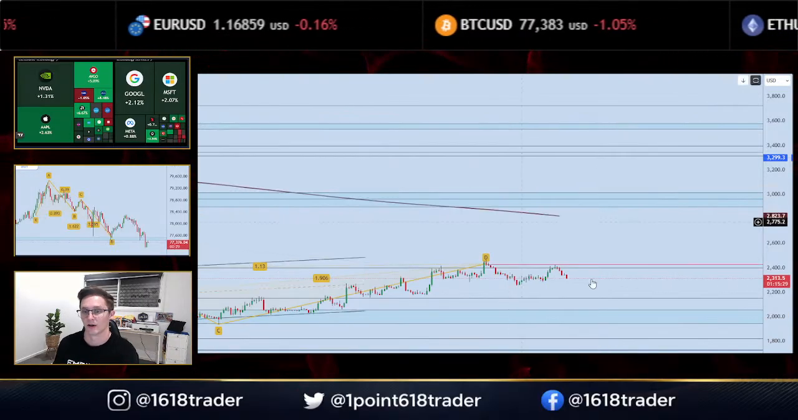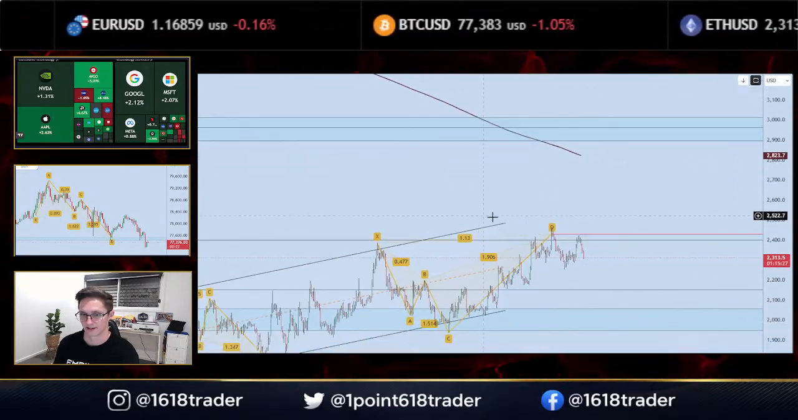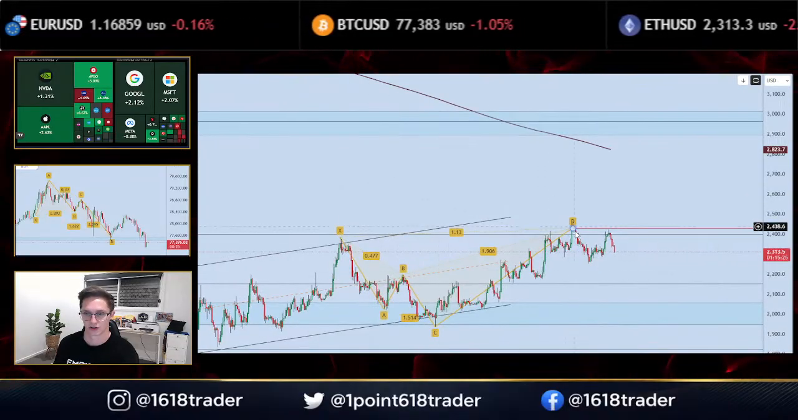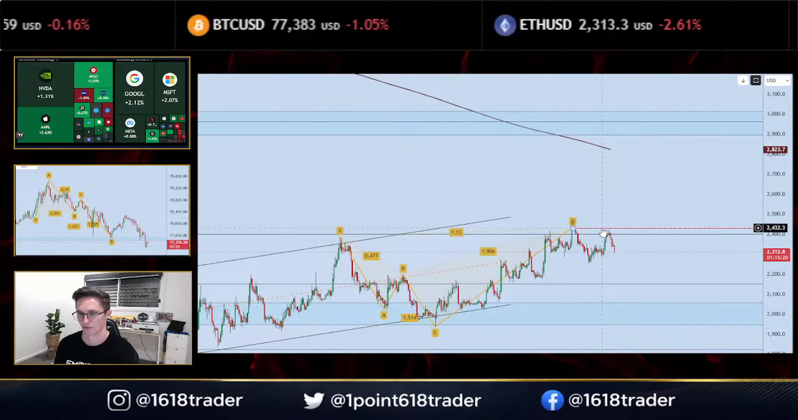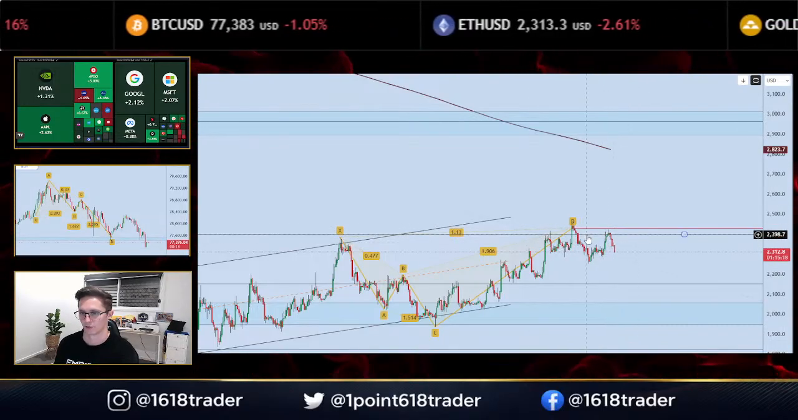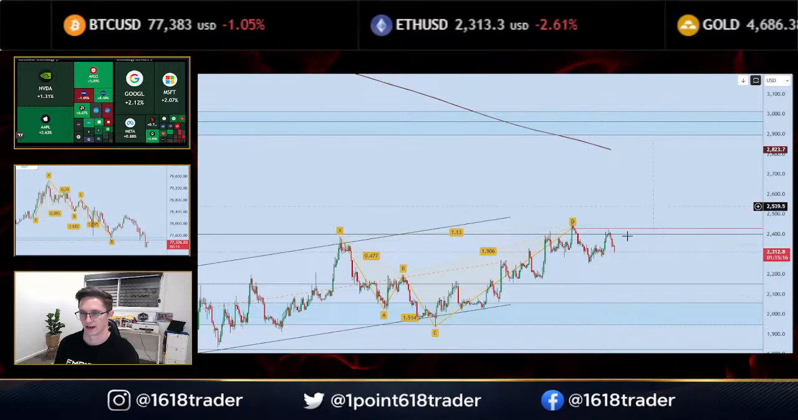On the 4-hour, you are up against it with this bearish shark harmonic, this W shape here. This is a bearish structure. It marks resistance around 2400. Until you break this level here, it's hard to say you're going higher.